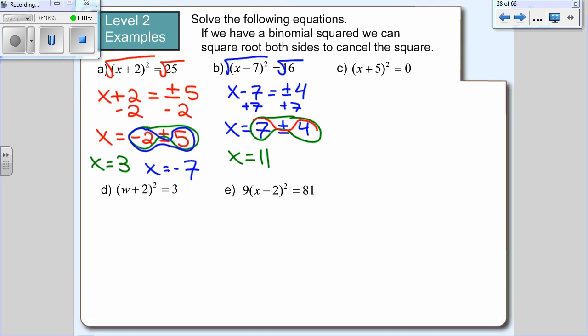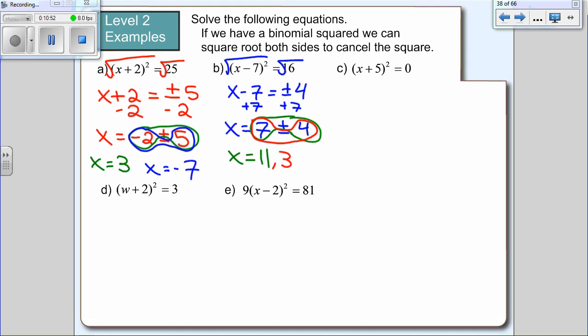7 minus 4 would be 4. So you have 2 answers. Do we stop at x equals 7 plus minus 4, or x equals 11? 11 comma 3 is where you'd stop. That's the answer: x equals 11 or 3.